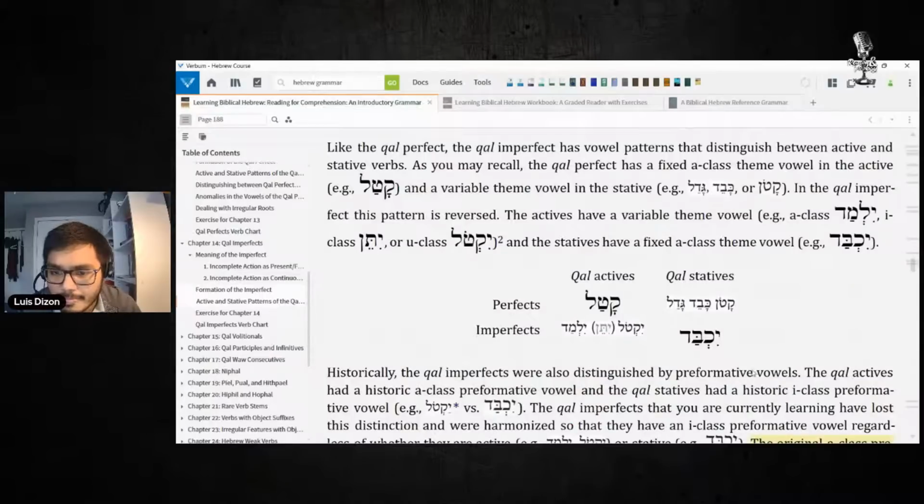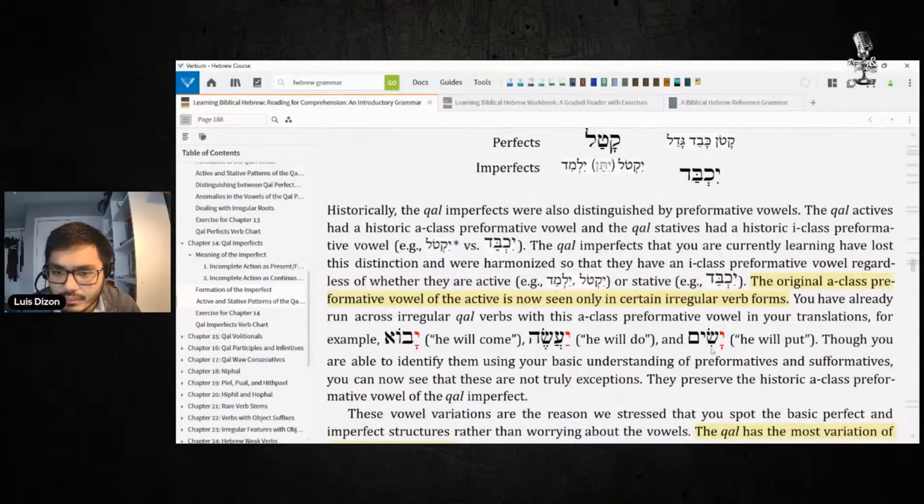you can have a class A vowel on either an active or a stative. So do not rely on the vowels to tell you which one it is. Instead, you should rely on the actual vocabulary word itself, because the kind of vocabulary word you're dealing with will tell you whether it's an active or stative verb.